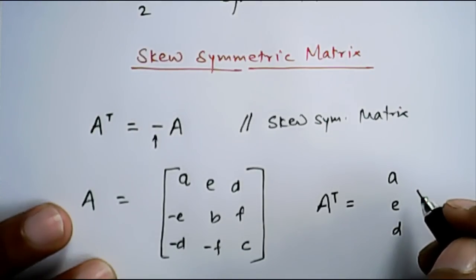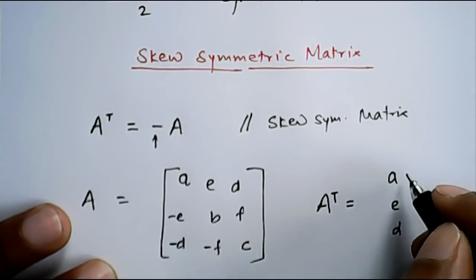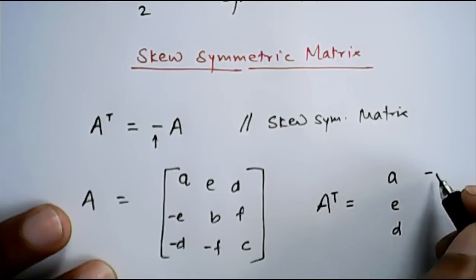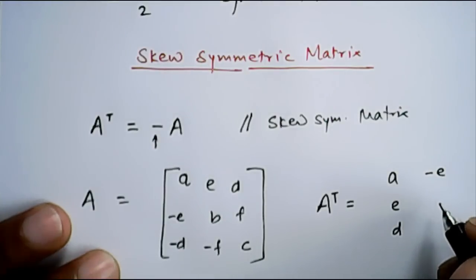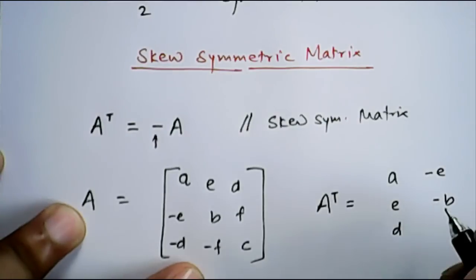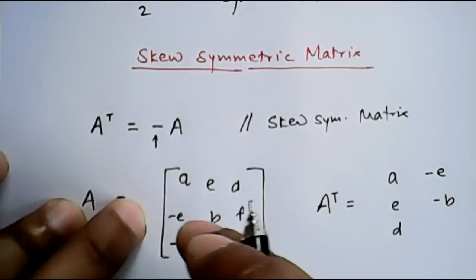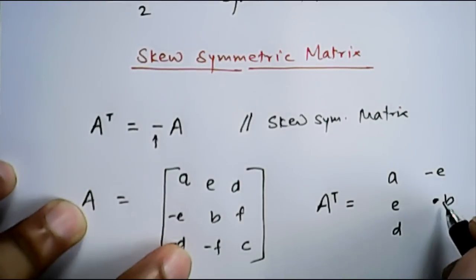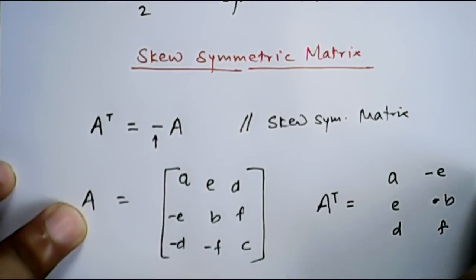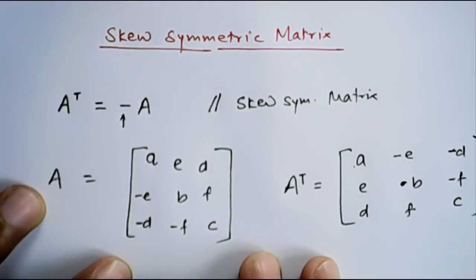Well, here I have a conclusion to draw. Just A, E, then it will become minus E and minus B, minus E, yeah, minus E, not B, and F. Then this one will become minus D, minus F and C. Okay, so if you see, this is the transpose of A, right?